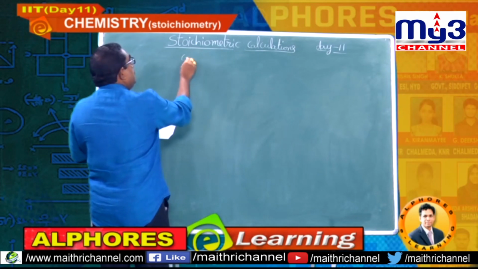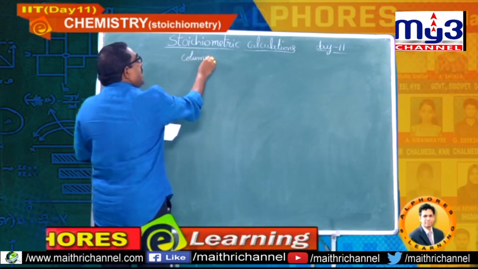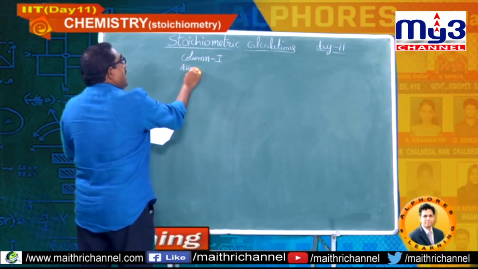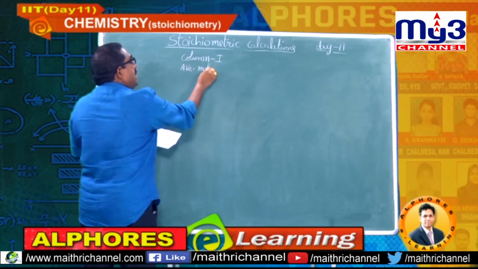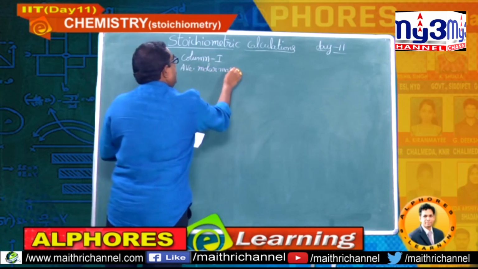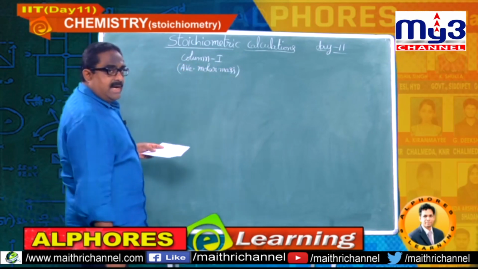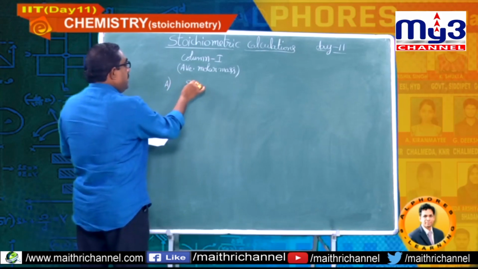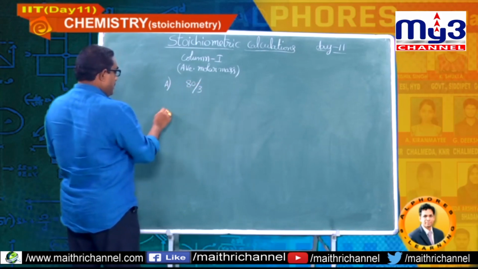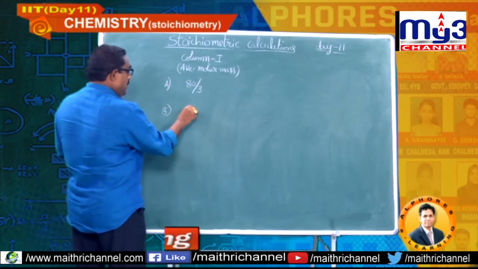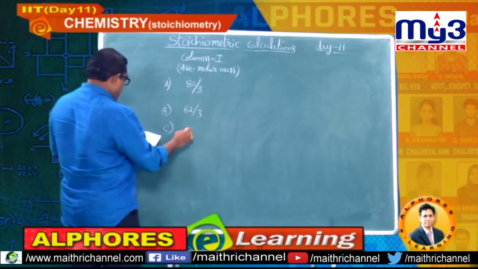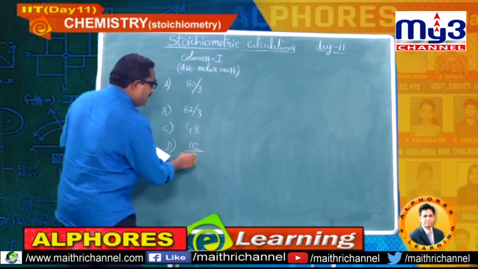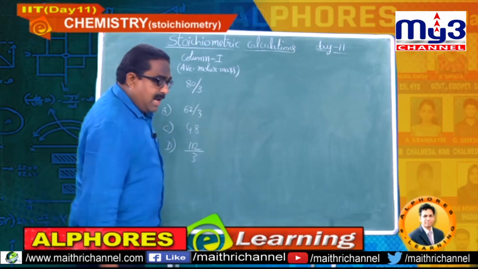Column 1, write down students, column 1, within the brackets, average molar mass. Average molar mass. Write down students. Under column 1, A 80/3, B 62/3, C 48, and D 112/3.